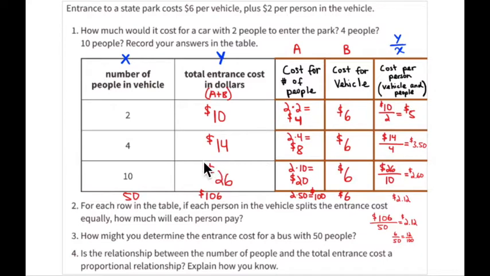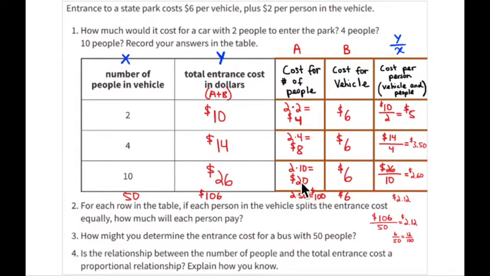In this case, with 4 people in the vehicle, that $6 is going to be divided among the 4 people. So that's going to be $2 per person plus another $1.50. $6 divided by 4 people is $1.50. So each person pays $2 for themselves plus $1.50 for the vehicle. So that's the total of $14 divided by 4.